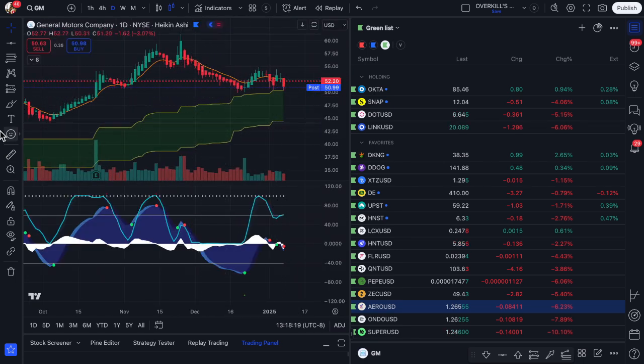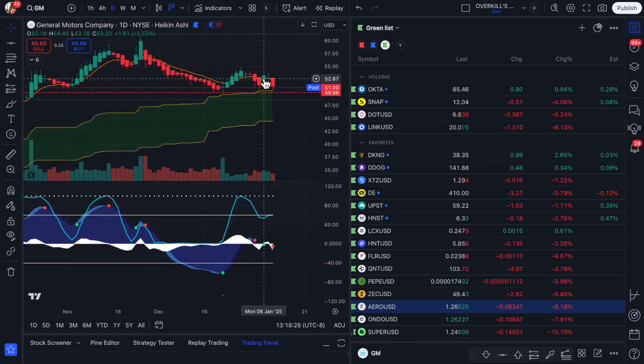GM's just dancing around the golden zone here. Okay, I don't know what these names are going to do here. We got the green dot there. That was the 6th. Okay, you got stopped out right there at 52, and now it's coming down here. It needs to hold 49, and it's got a red dot there too. So that thing could go down to 45.